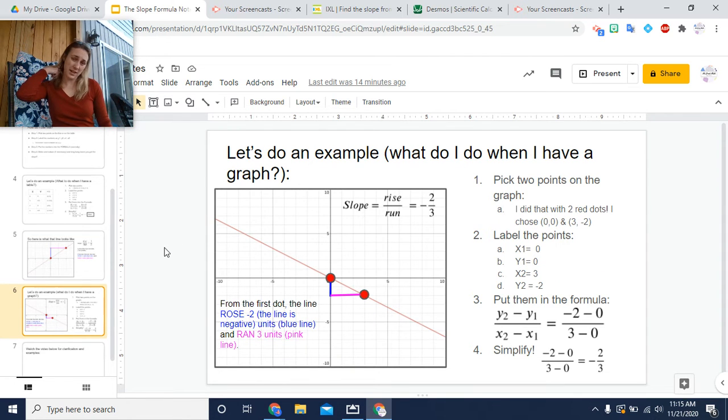So sometimes, though, you're going to have a graph. So again, you can just look at the graph and figure out what the slope is. But again, you don't have to do that. You can use the slope formula to figure out what the slope is too. So we'll just do this real quick as well. Let me just erase everything on this iPad.